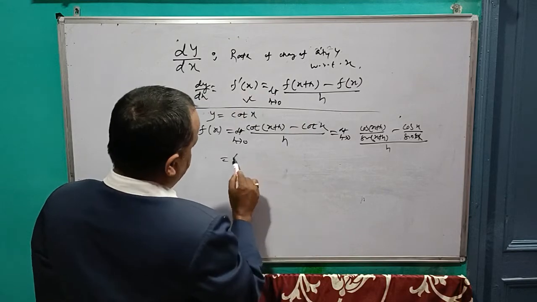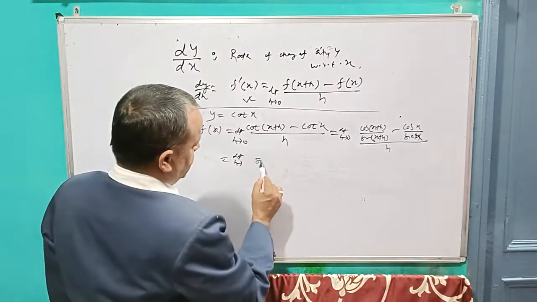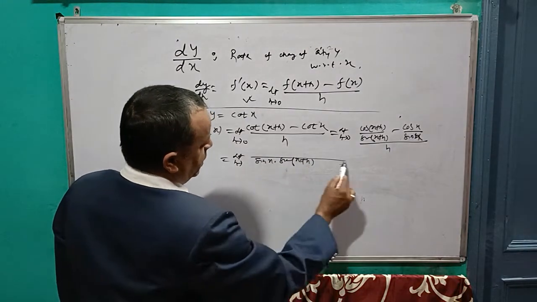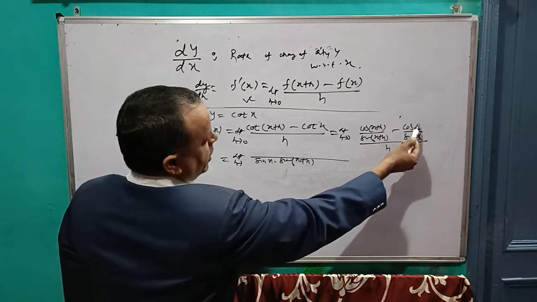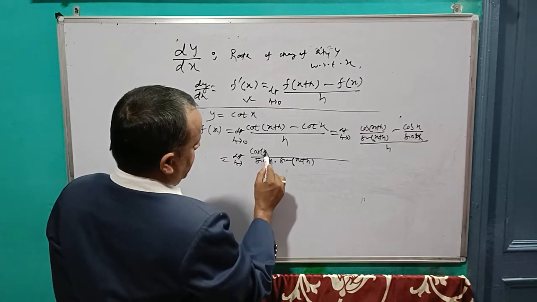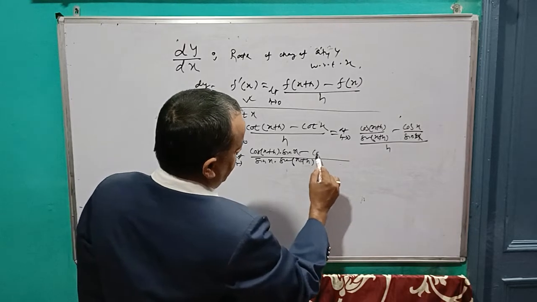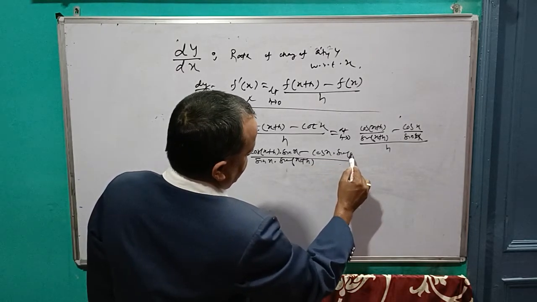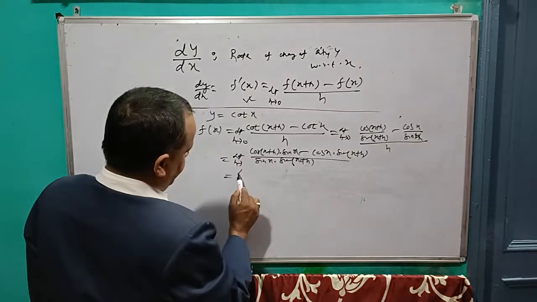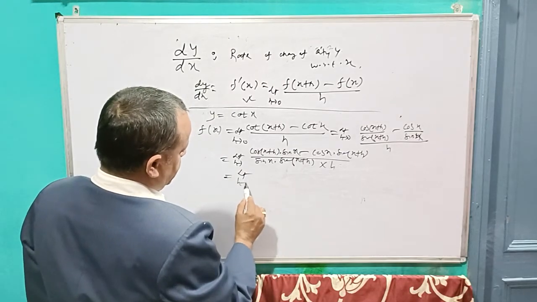Again taking the LCM out over here, it becomes sin x multiplied by sin(x+h) in the denominator. In the numerator we have cos(x+h) getting multiplied by sin x, and this one getting multiplied by cos x, minus sin(x+h). Viewing this, what we are getting? This is upon h. We need to write it out here, limit h tends to 0.